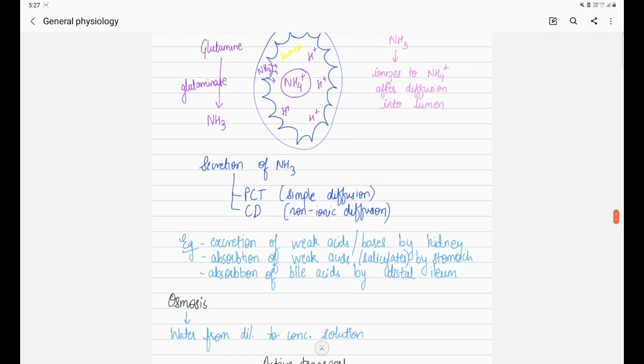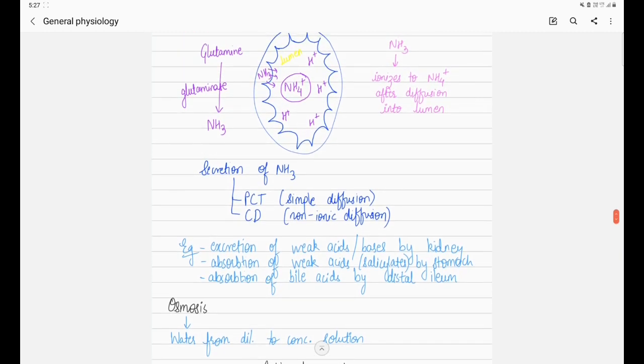Next is osmosis. Osmosis is simple diffusion but more specific to water. So water from diluted solution moves to concentrated solution. These are the four divisions of passive transport.